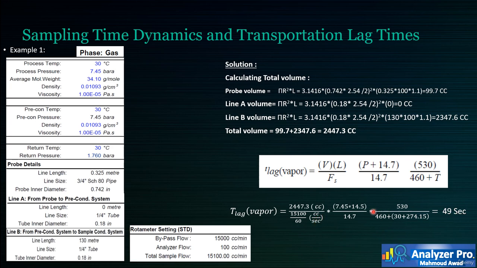Also note that the pressure is multiplied by 14.5 to get it in psi, but we didn't add 14.7 because it is already in absolute, not gauge, so we don't need to add the 14.7. Finally, we added 274.15 to the 30 degrees Celsius to transform it to Fahrenheit. The final lag time in this example is 49 seconds, which is accepted.